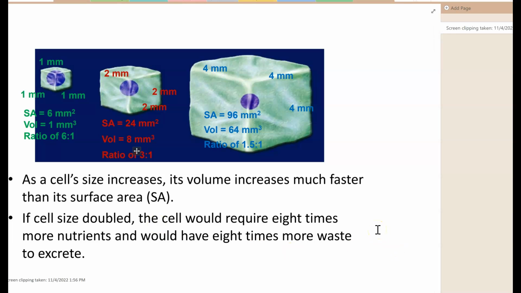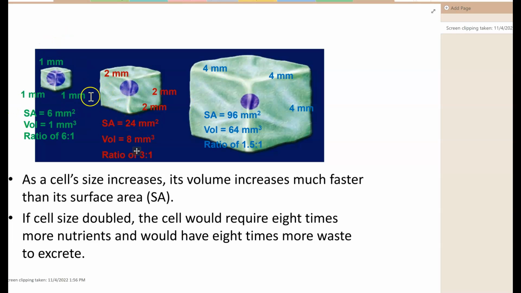Okay, so in terms of cell size, the surface area to volume ratio, what I was talking about earlier, I want to look at this one more time. When the cell size increases, the volume increases a lot faster than surface area. And that's why it becomes a problem in terms of size. So if the size doubled, the cell would require 8 times more nutrients and would have 8 times more waste to excrete. That becomes a big problem for the cell. It can't do it. And it becomes a problem for the DNA because it has to do overtime work, which it might not be able to do and have the cell survive.